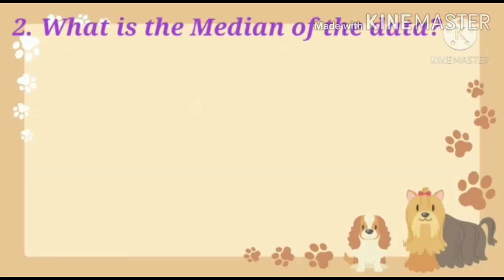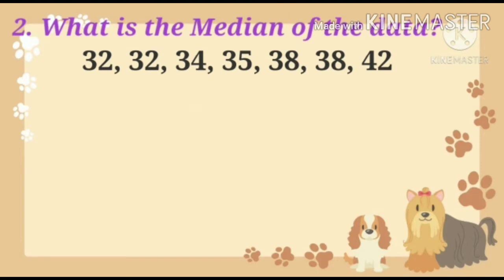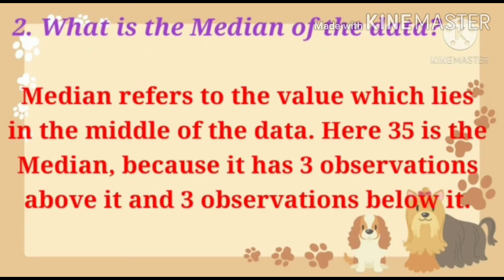Second one, what is the median of the data? 32, 32, 34, 35, 38, 38, 42. Median refers to the value which lies in the middle of the data. Here, 35 is the median because it has 3 observations above it and 3 observations below it. Here, we consider only those cases where the number of observations is odd. So, the answer is true.